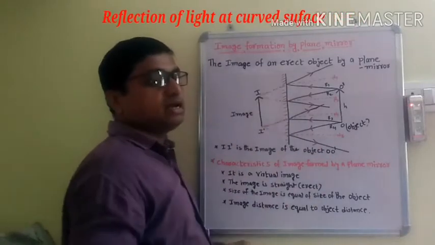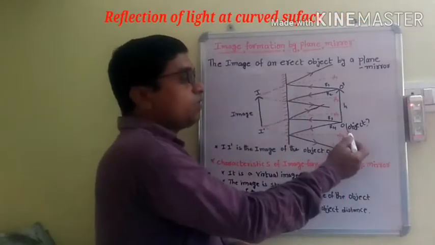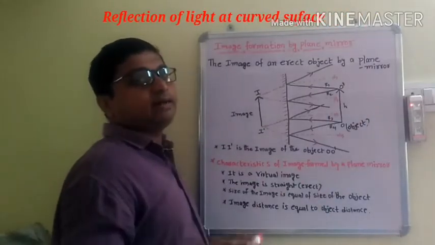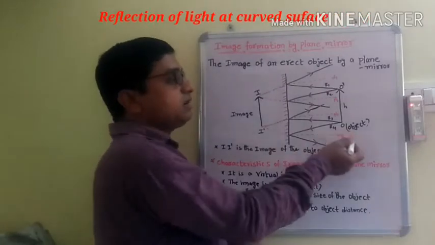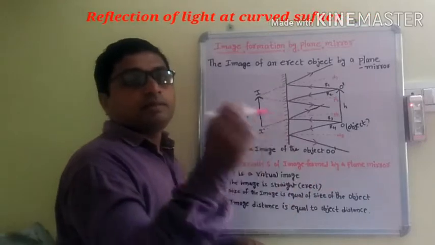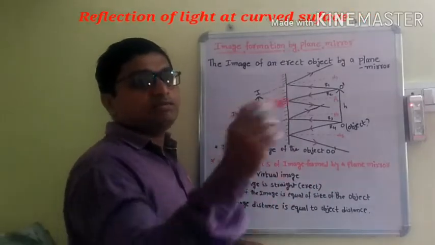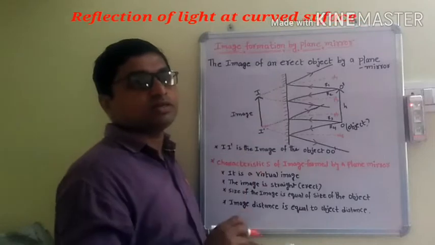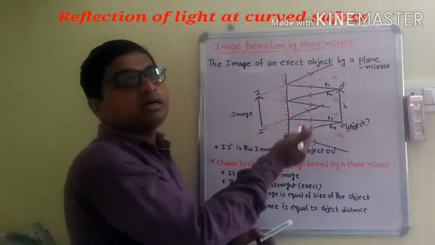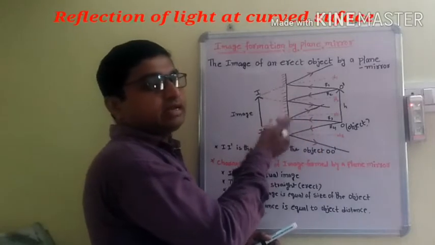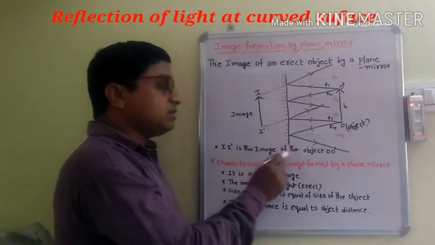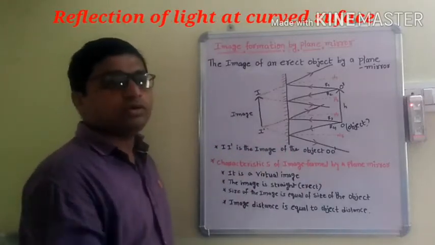I dash is the image of the O dash object. Here O dash is an object with some height, an erect object. When we keep it in front of the plane mirror, we get the same image, the same size and same height of image. Here we explained through the ray diagram an object with some height. Next, I is the image of the object O dash. You know that one.